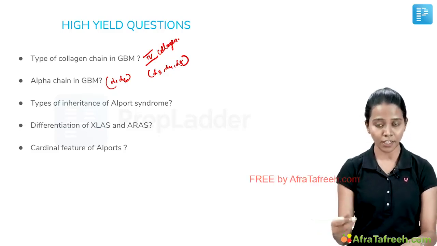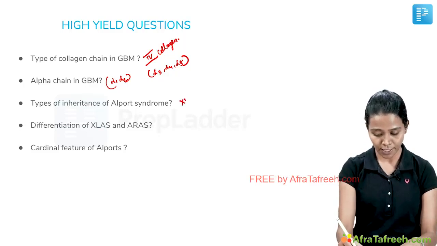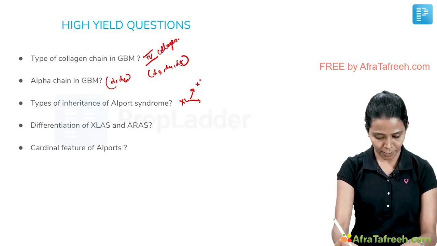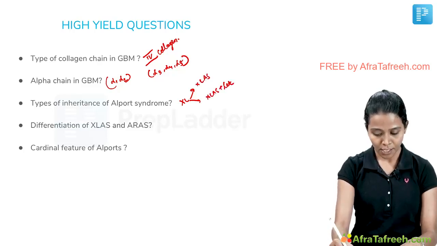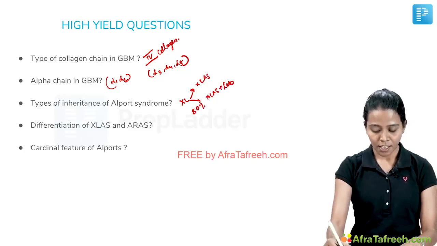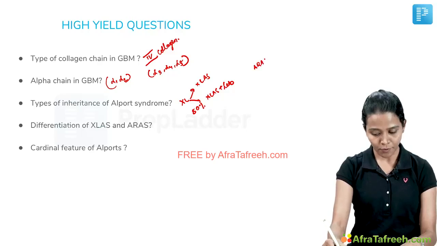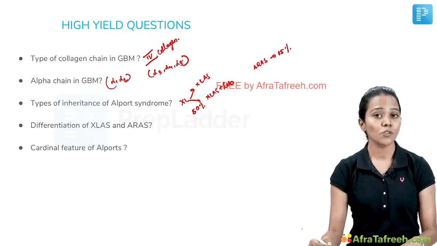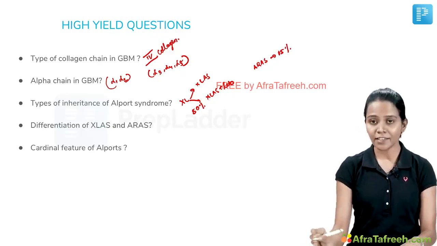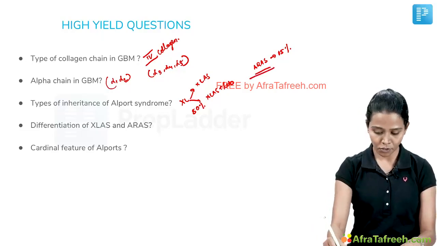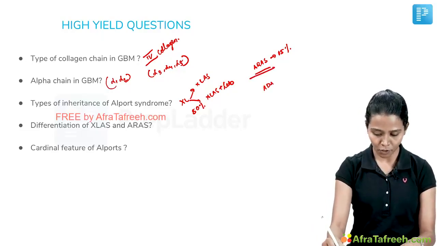What are the types of inheritance in Alport syndrome? We know that there is X-linked, which had 2 types, plain X-linked Alport syndrome and X-linked Alport syndrome with leiomyomatosis, which is seen in around 80% of patients. Next was autosomal recessive type of Alport syndrome, which is seen in 15% of patients. So, if the patient is coming without any family history and also there is no sex difference, we can think about autosomal recessive. Other type is autosomal dominant.